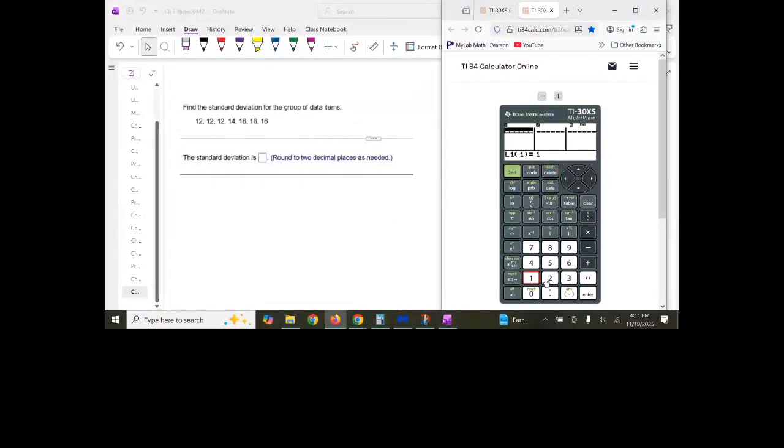So look, I'm going to go 12, down arrow, 12 again, down arrow, 12 again, down arrow, 14, down arrow. And then we got the number 16, y'all, 3 times. Once, twice, 3 times a lady, right? Hit enter. Boom. Okay, now I want to get out of here. I want to get back to my main screen.